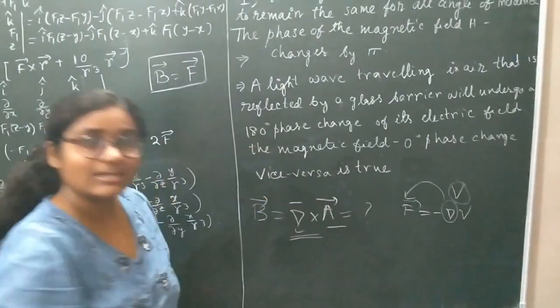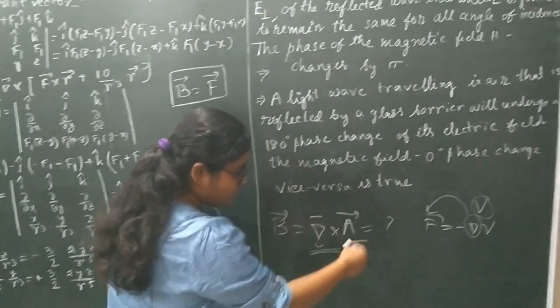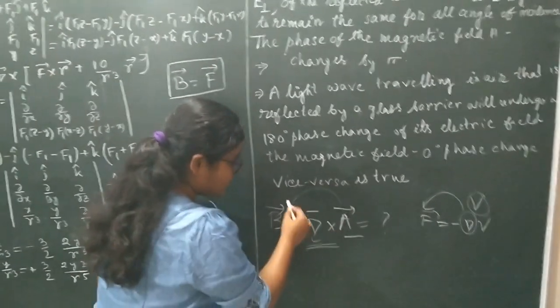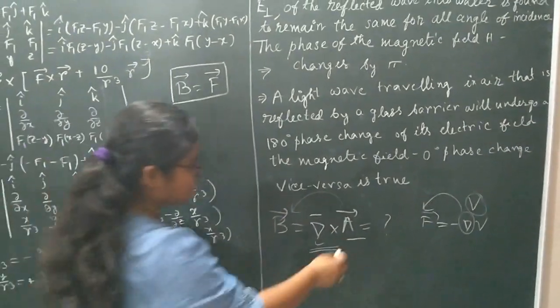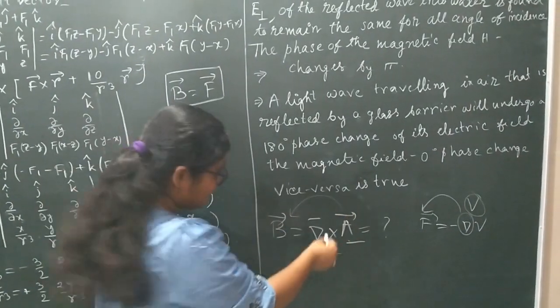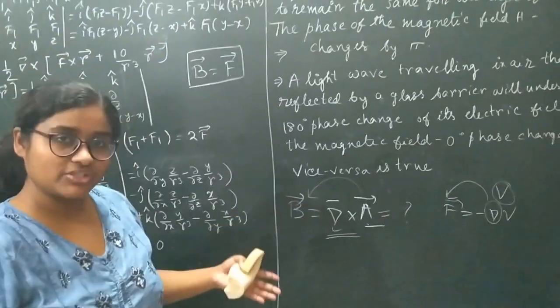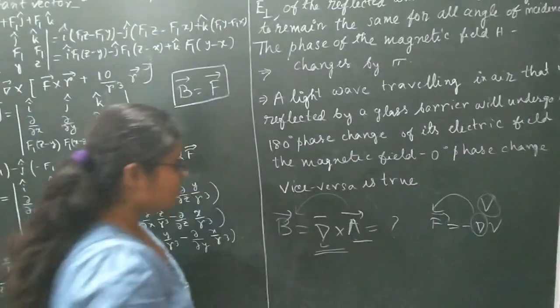The curl is like a gradient operation. So on applying the curl to this potential, we will get another field. That's why this is called vector potential. Since this is a vector quantity and the curl is also a gradient-type operation, that's why this is called vector potential.